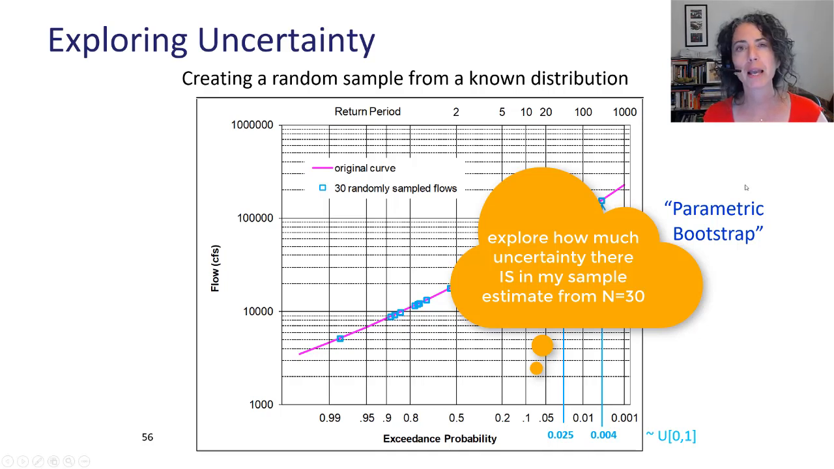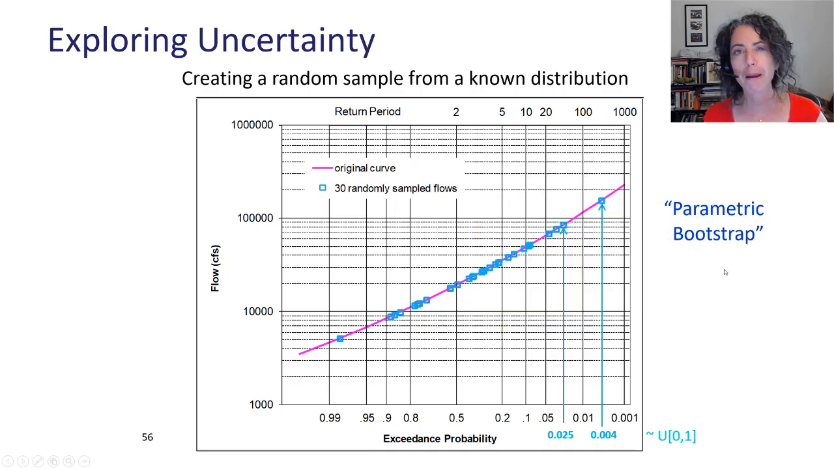So I'm going to do something that is sometimes called a parametric bootstrap, and it's just the same Monte Carlo simulation that we did before. We're starting with the pink curve, and we're generating 30 uniformly distributed 0 to 1 random values. We place them on the probability axis. We bring them up to the curve and across. In these particular 30 random values, my smallest one was 0.004. That gave me a value all the way up here.